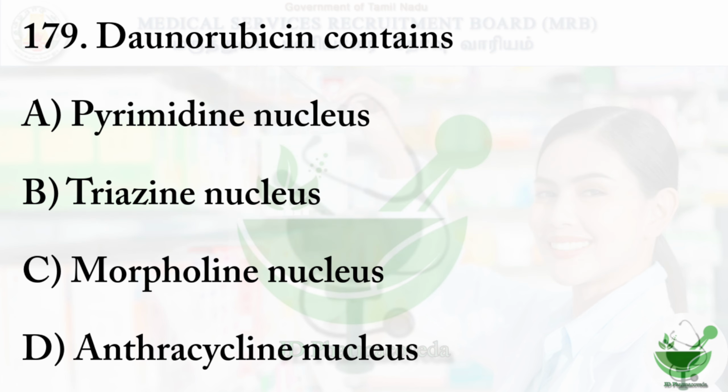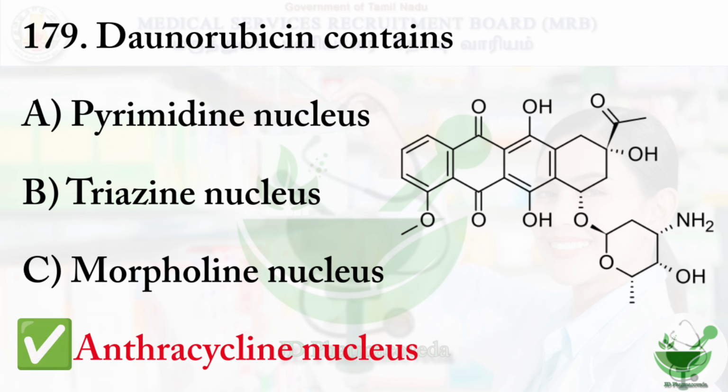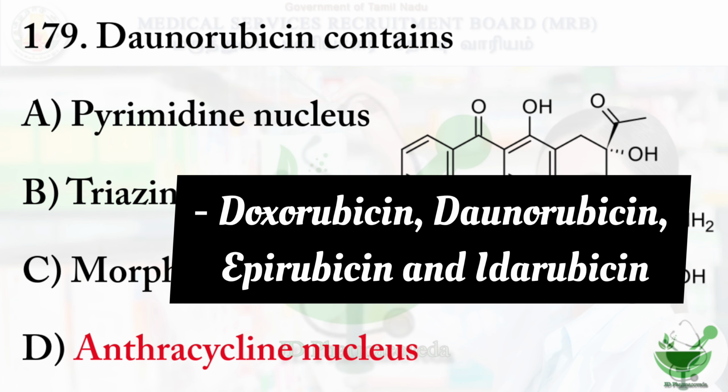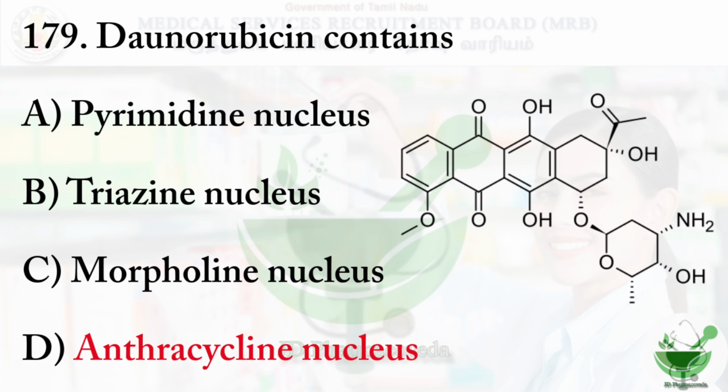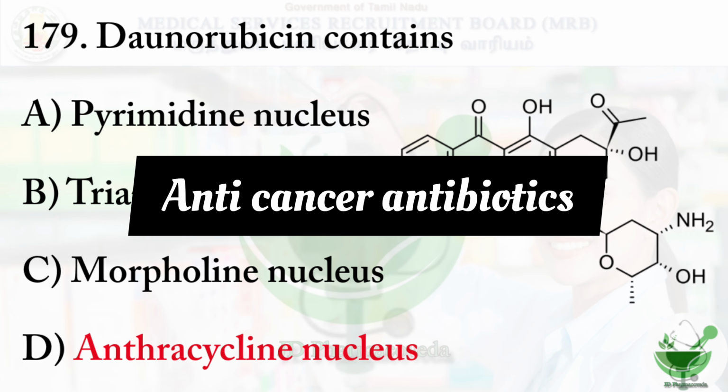Then question number 179. Daunorubicin contains: option A pyrimidine nucleus, option B triazine nucleus, option C morpholine nucleus, option D anthracycline nucleus. So the right option is option D, anthracycline nucleus. Other drugs like doxorubicin, daunorubicin, epirubicin, idarubicin all contain anthracycline nucleus. This comes under anti-cancer drugs, particularly anti-cancer with antibiotic property.